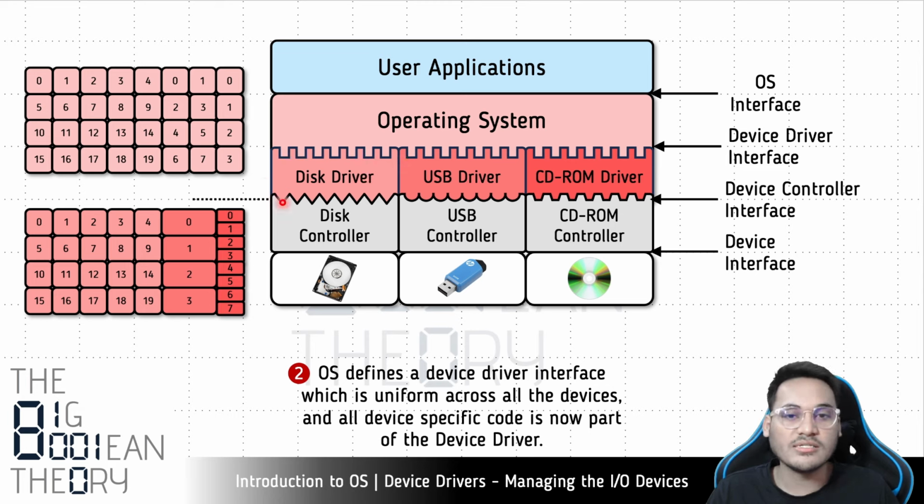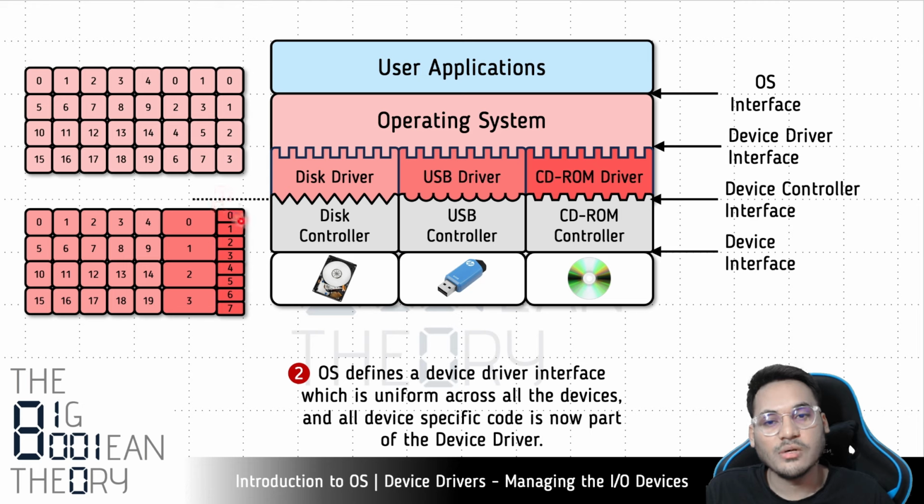If you talk about the disk driver, then all of the logic of dealing with the disk, the peculiarities of how the disk has been implemented, everything will be encapsulated into the disk driver code. So the disk driver is responsible for bridging the gap between this disk interface and the device neutral uniform interface. In the same way, the USB driver will be bridging the gap between this USB controller interface and this uniform interface. All the logic of how the USB device works and operates will be captured in the USB driver. In the same way, it works for the CD-ROM driver, right?